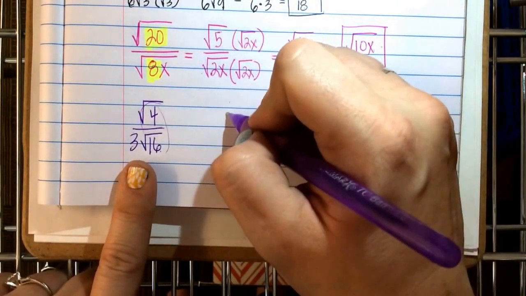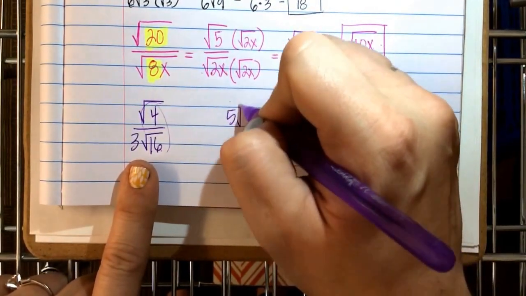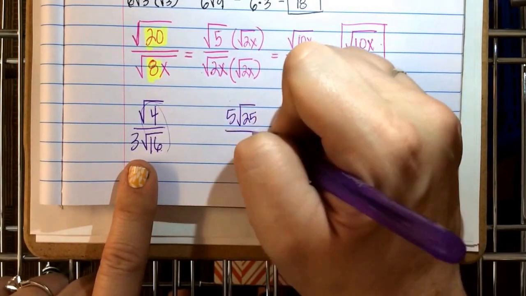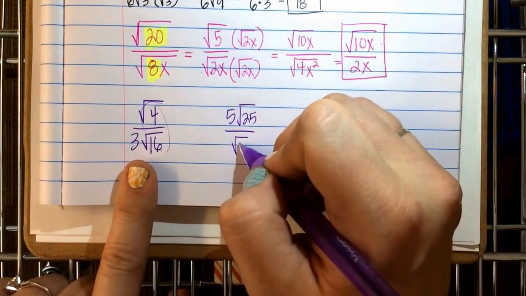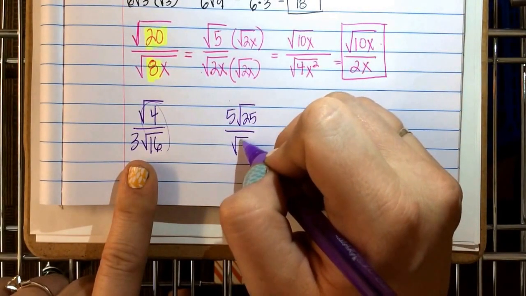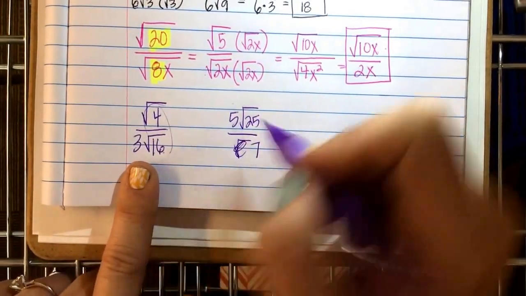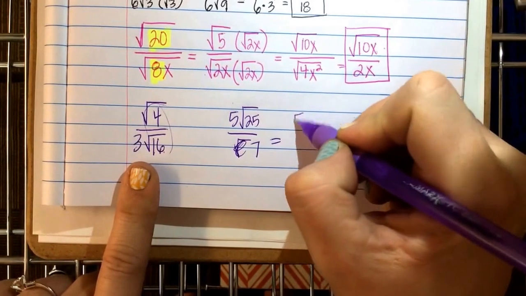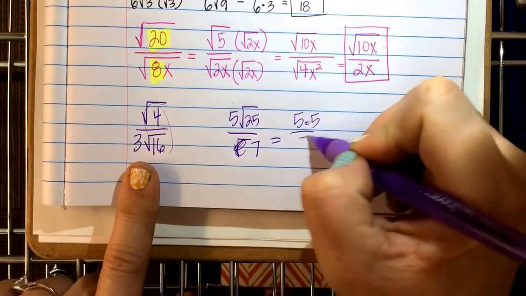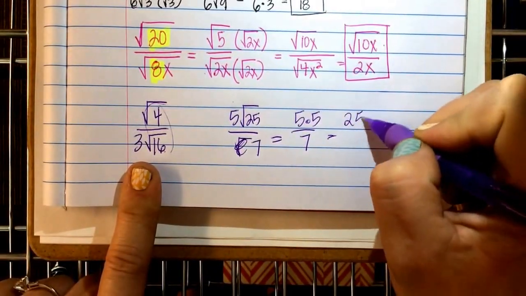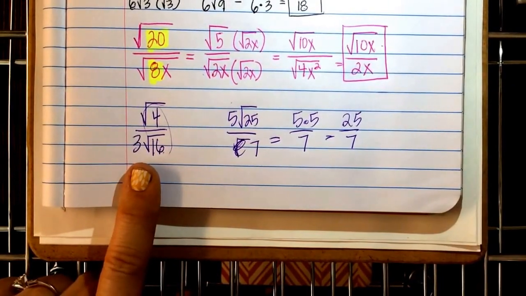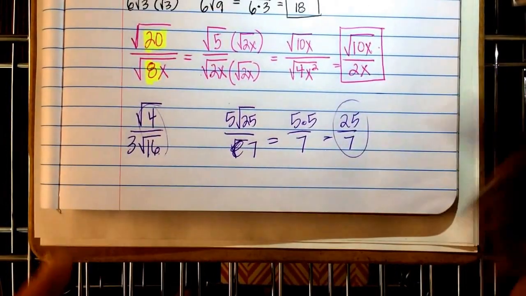So Joel's asking, what if you got 5 radical 25 over 7, right? Yeah. You could still simplify that to 5 times 5 over 7 to make 25 over 7. And then simplify your fraction or leave it improper.